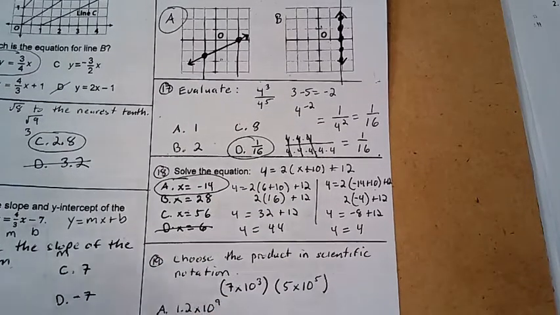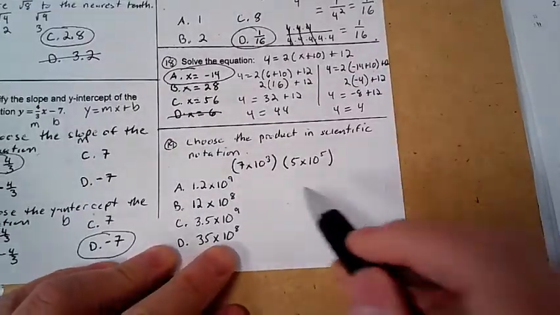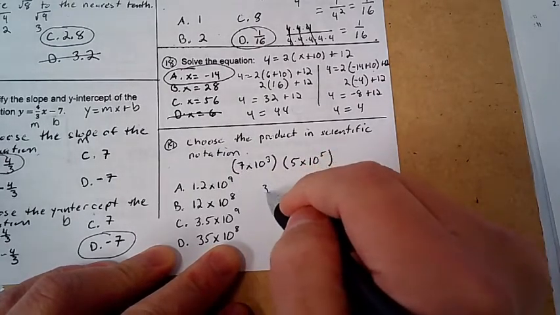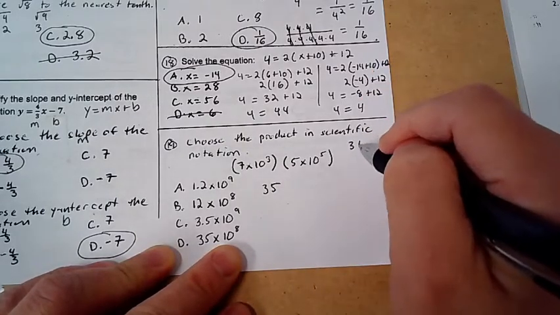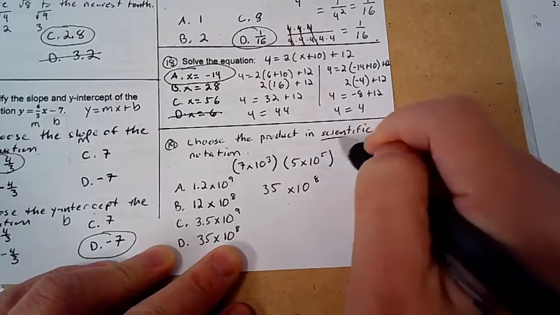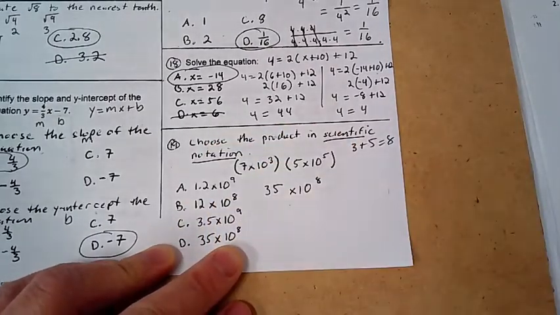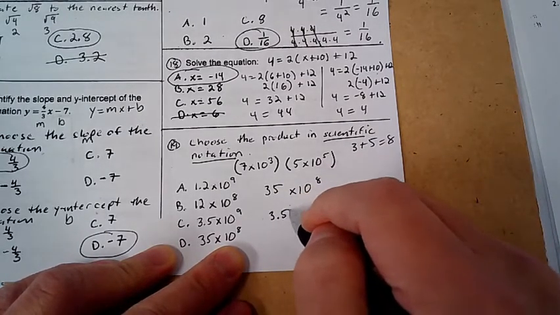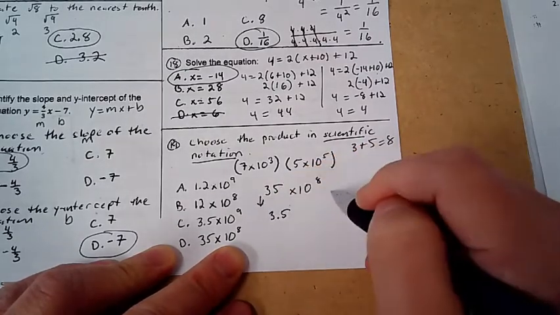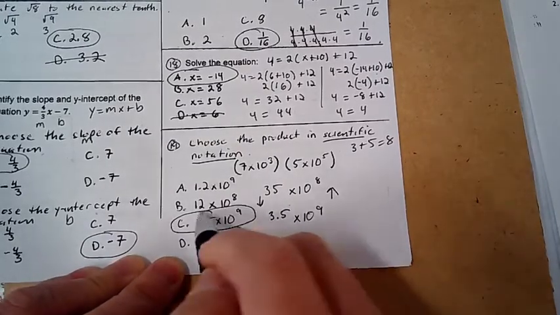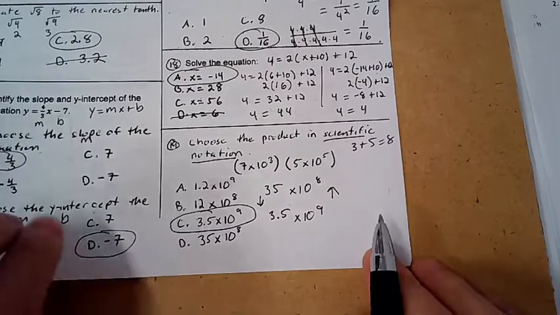Alright, so for number 19, multiplication. So I multiply the big numbers. 7 times 5. 7 times 5 is 35. And then I add the 3 plus 5. 3 plus 5 is 8. So 35 times 10 to the 8th. But it wants to answer in scientific notation. Okay, so I need to make this 35 into a 3.5. This became smaller. This has to become bigger. So 3.5 times 10 to the 9th. Okay, let's go on to the next one.